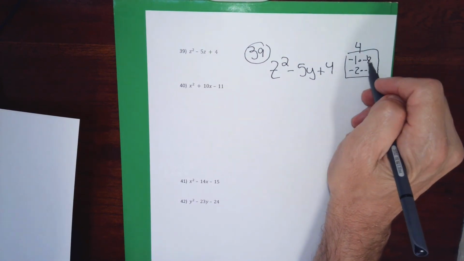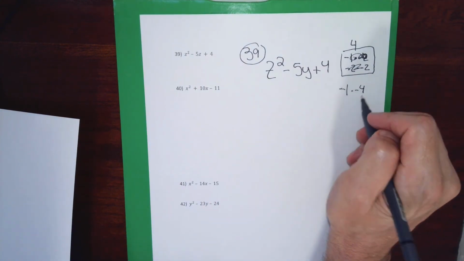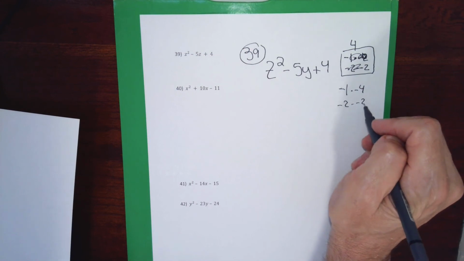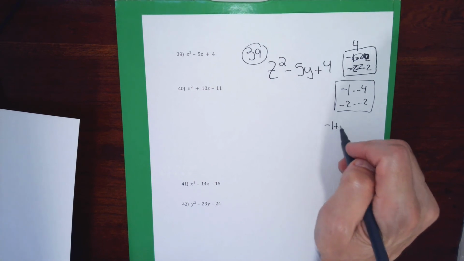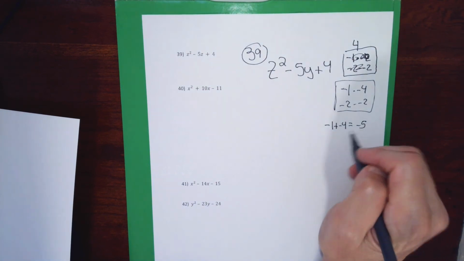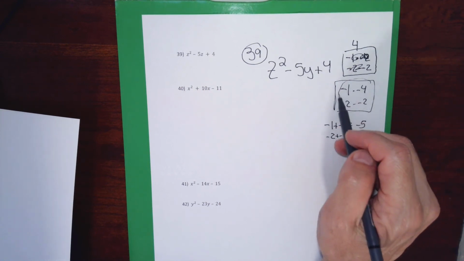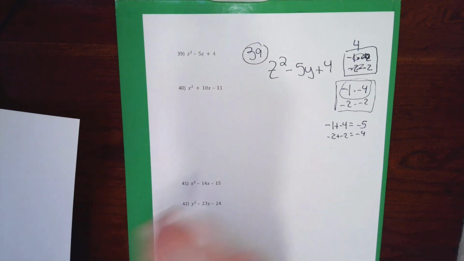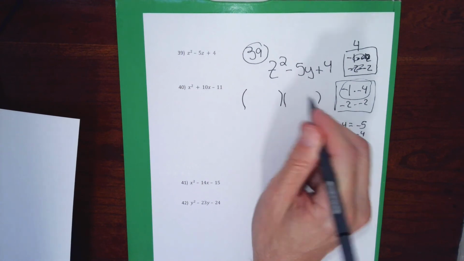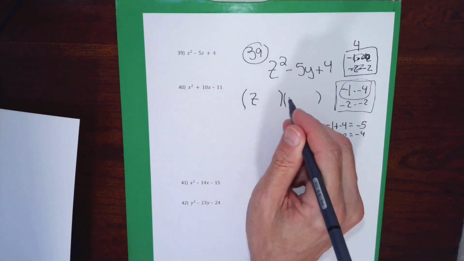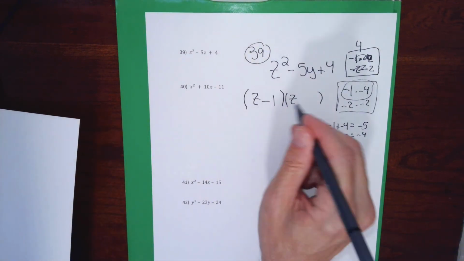4 is negative 1 times negative 4, and 4 is negative 2 times negative 2. Sorry. Let me add these. Negative 1 plus negative 4 is negative 5. Negative 2 plus negative 2 is negative 4. I must need the negative 1 and the negative 4 because they give me the negative 5 that's staring at me in the middle. Create my 2 parentheses. Z's go up front, divide the exponent by 2, make the firsts in each parentheses the same, fill in my numbers of minus 1 and minus 4.